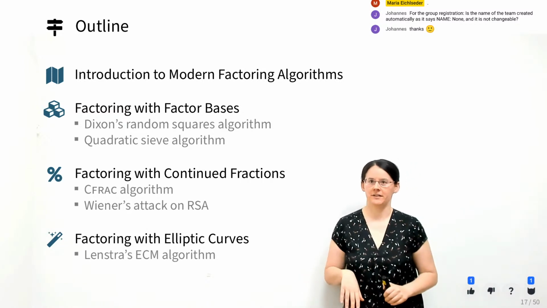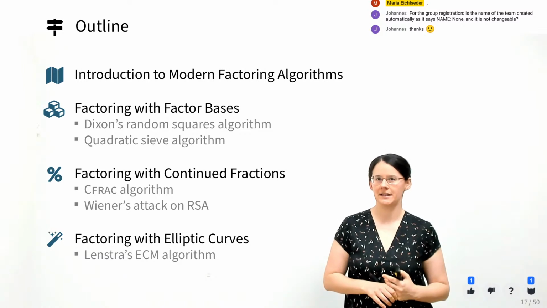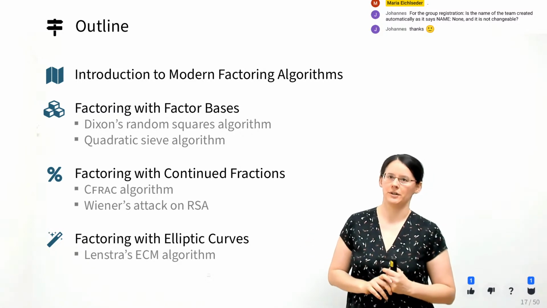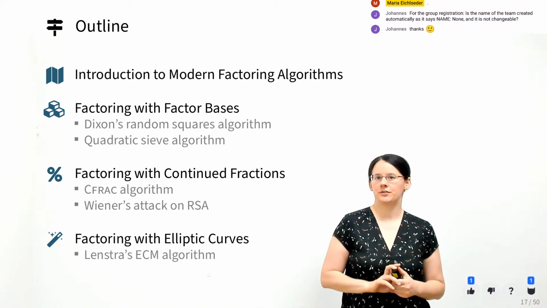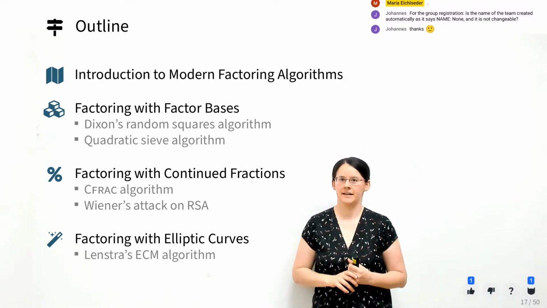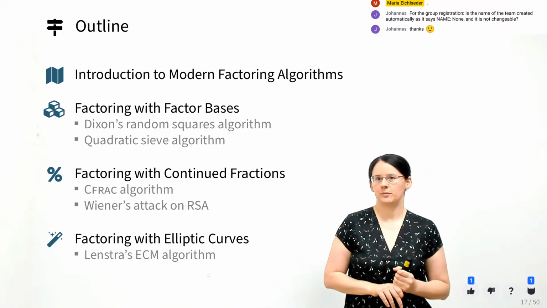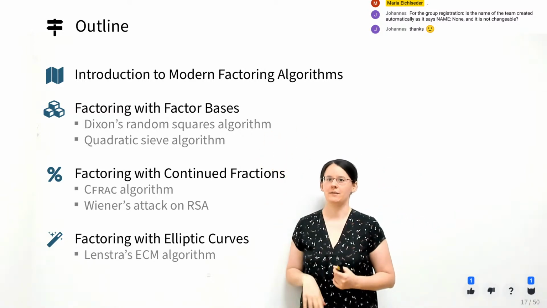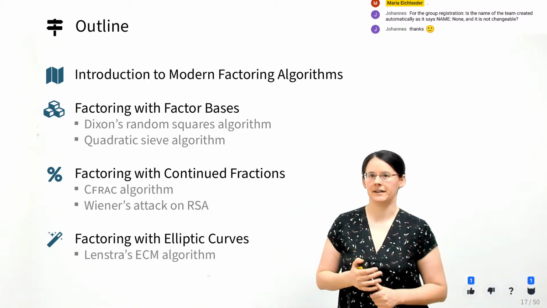What's the plan for this part? I first want to briefly recall why we're actually interested in factoring algorithms and give a bit of an overview about what types of factoring algorithms we know today, or at least the most important ones. And we will then focus on two versions of the first of these categories, namely on squaring-based factoring algorithms. The first one of them is going to be factoring with vector basis, where we see two members of the same family, first Dixon's random square algorithm, and then an improvement of this, the quadratic sieve.